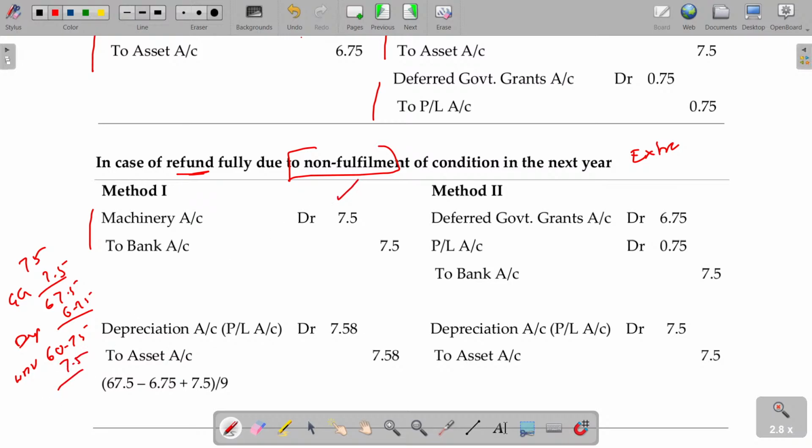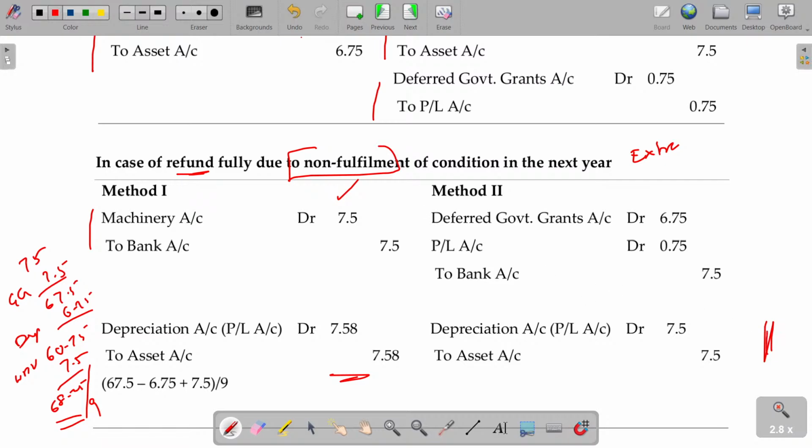So the value being 68.25, remaining life being 9 years. So you have to depreciate over the remaining 9 years. What's the value? Clear? In this case, the depreciation remains the same.